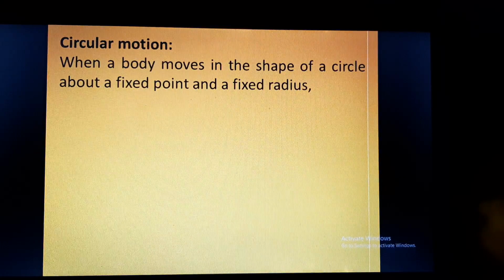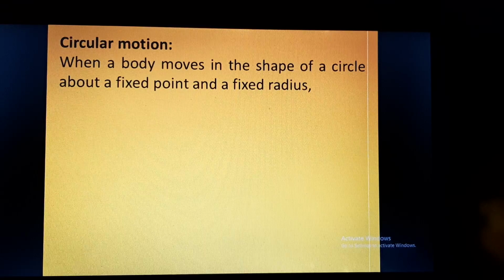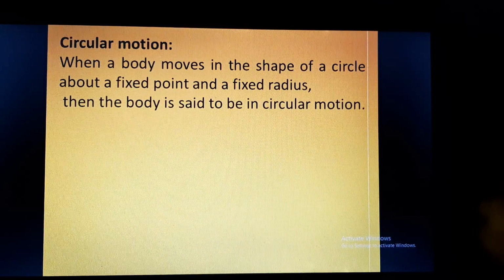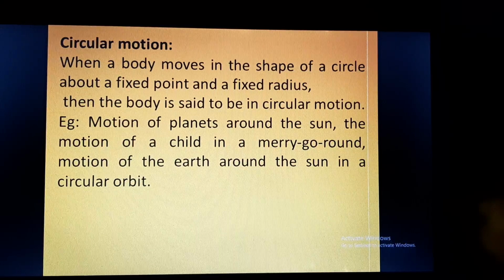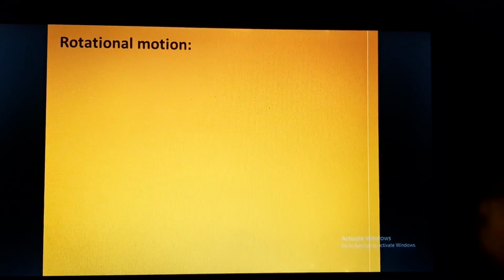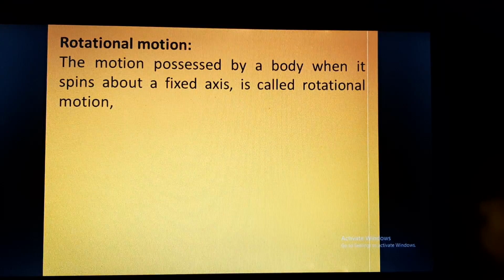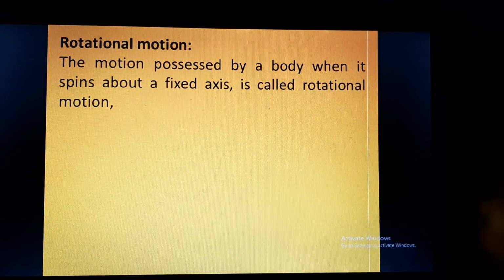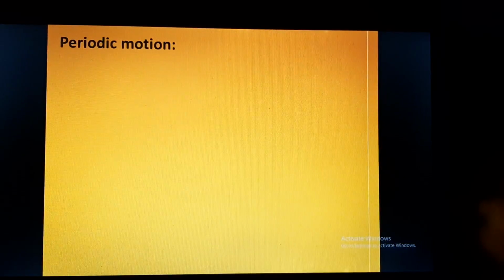Circular motion means when a body moves in the shape of a circle about a fixed point and a fixed radius. For example, movement of planets around the sun or the motion of a child in a merry-go-round is circular motion. Rotational motion is what? When a body is rotating about its fixed axis. For example, the earth is spinning on its axis, spinning of a top, motion of the blades of a fan.